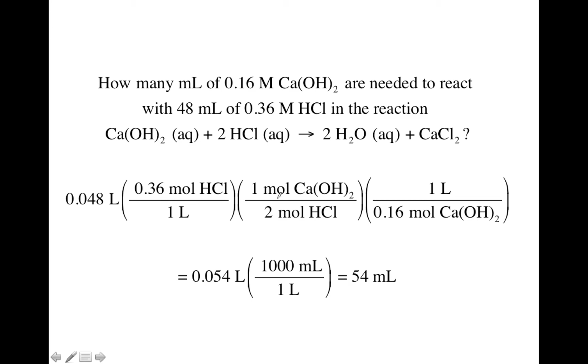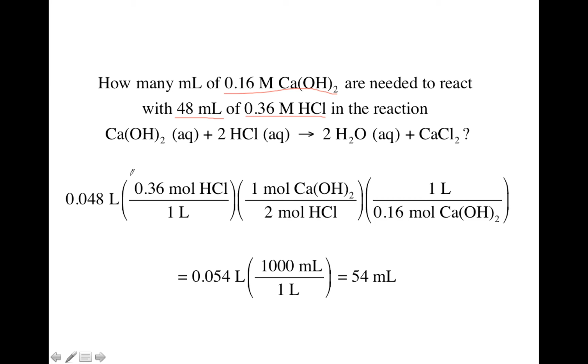Now, let's look at an example where we're going to use molarity twice, both for the known and the unknown. One to get to moles and one to go from moles to volume. So, in this case, how many milliliters of 0.16 molar Ca(OH)2 are needed to react with 48 milliliters of 0.36 molar HCl in the following reaction? So for HCl, that's our known. They give us the volume and molarity. And Ca(OH)2 is our unknown, and they give us just the molarity, and they're asking for the volume.